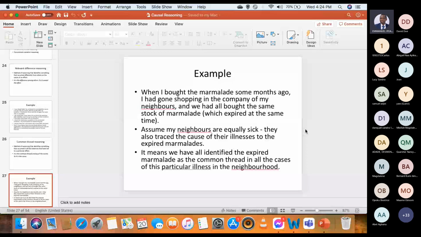So what you've done is to begin with finding the relevant difference in one sample of the population, and having found it, you determined that it is also the common thread running through all those who are having that problem in the population. So relevant difference and common thread often go together in investigations.